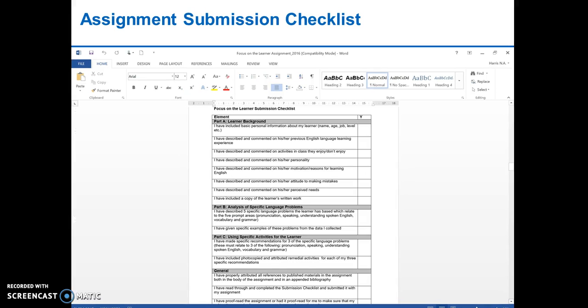Another way in which we help you is the assignment submission checklist, and it is really important that you read this carefully and make sure that you can tick off in the column marked Y that you have completed each part. This is linked to the marking guidelines and the marking grid for the assignment. If any of these areas are left undone, then it's very likely, or indeed almost guaranteed, that you will be asked to resubmit the assignment.